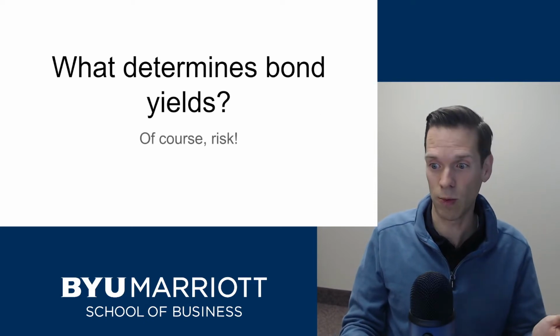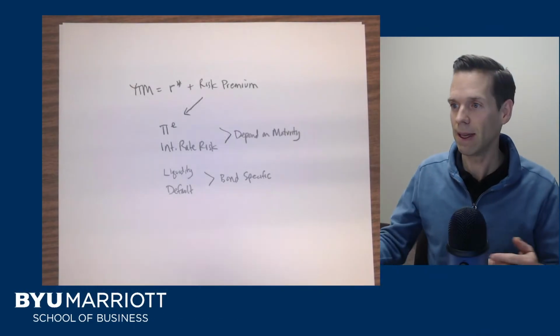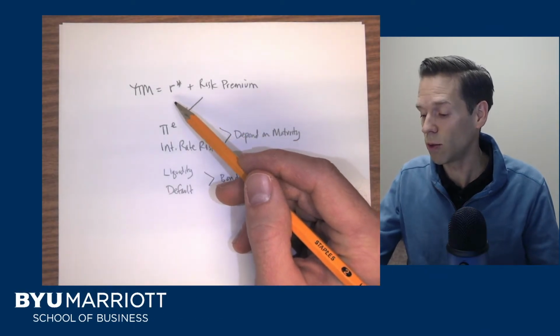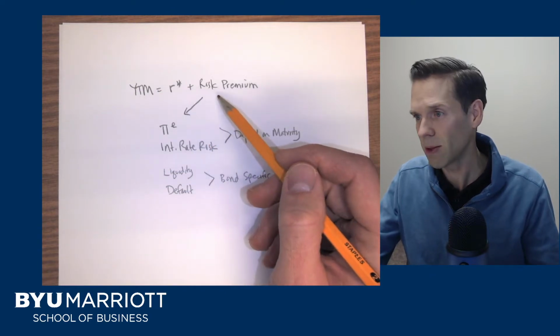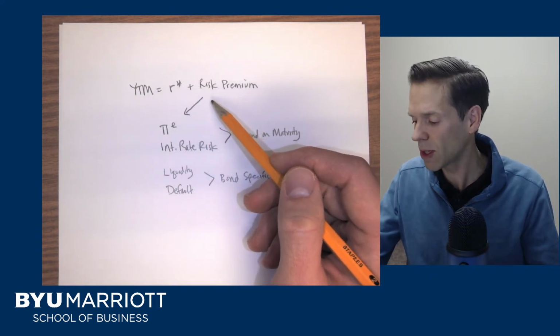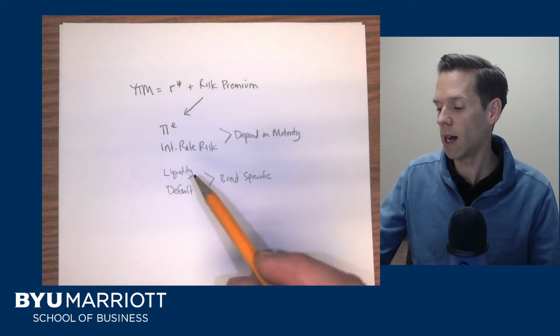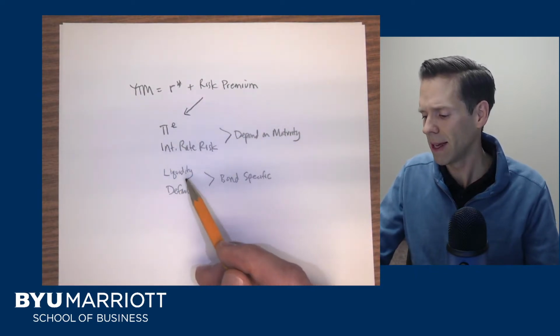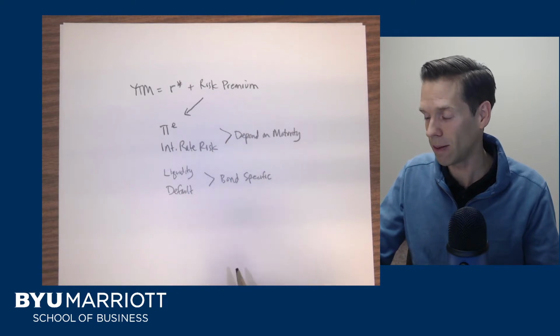And of course, it's risk. But specifically, we're talking about a bond yield decomposed into a risk-free rate plus some sort of risk premium. And those risk premiums broadly are made up of 4 types: an expected inflation premium, an interest rate risk premium, a liquidity premium, and a default premium.